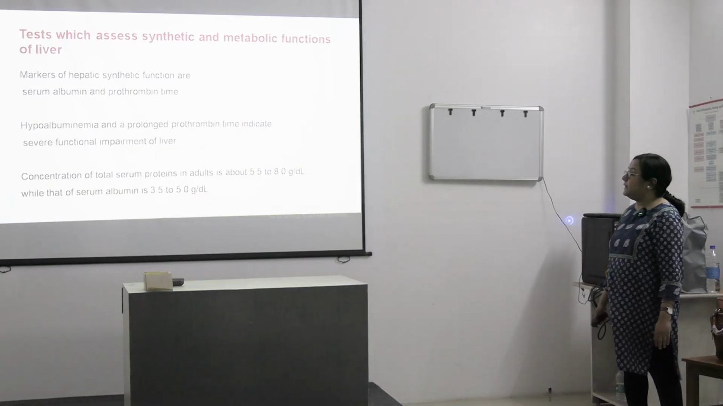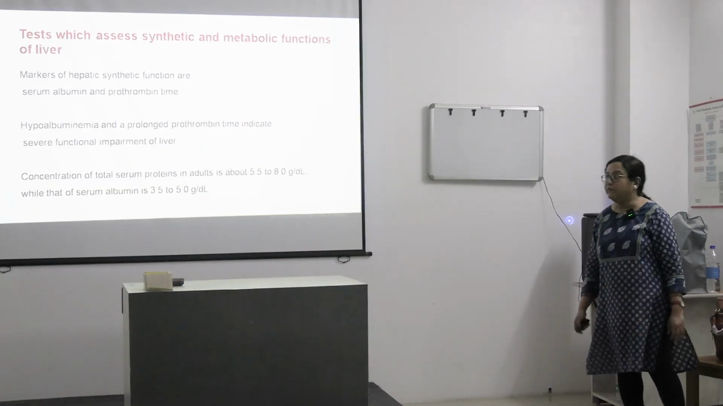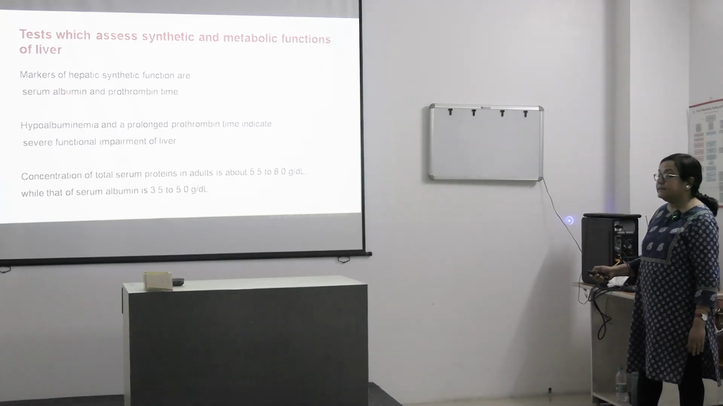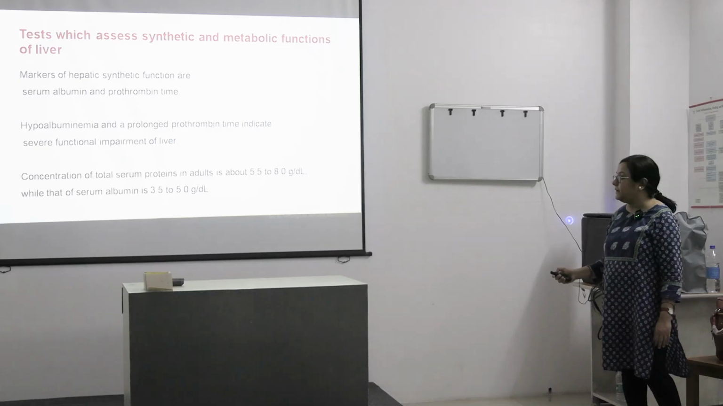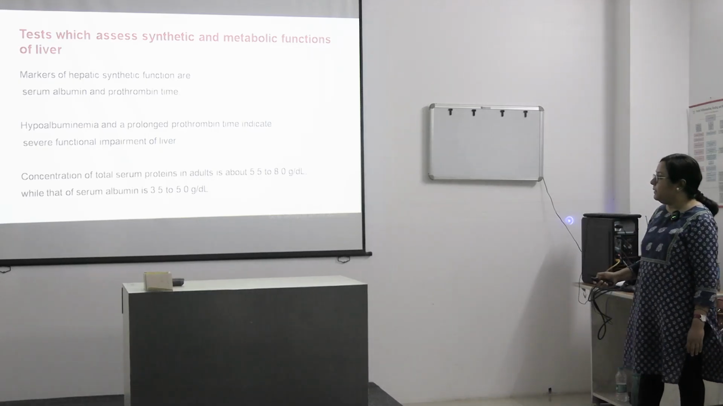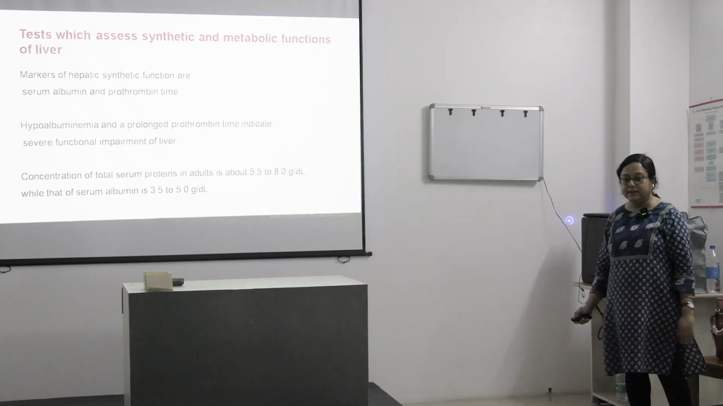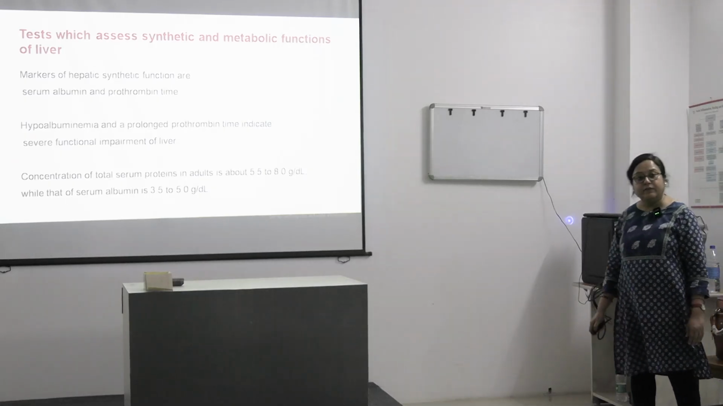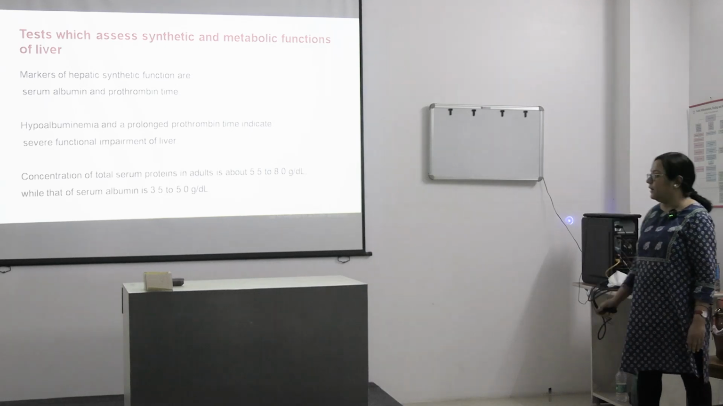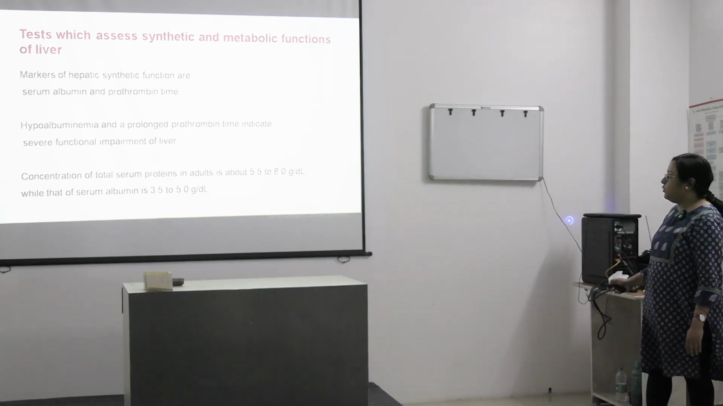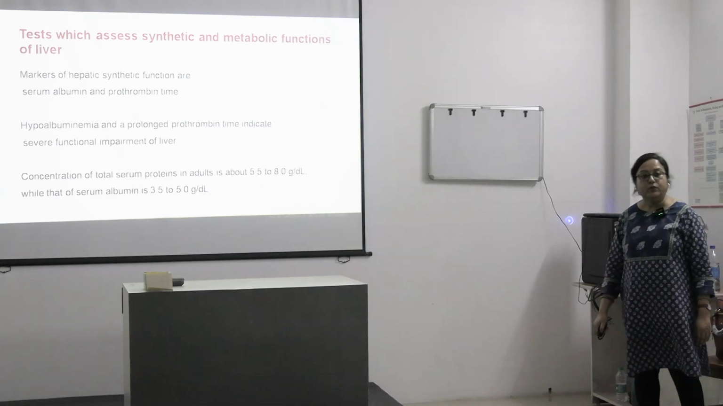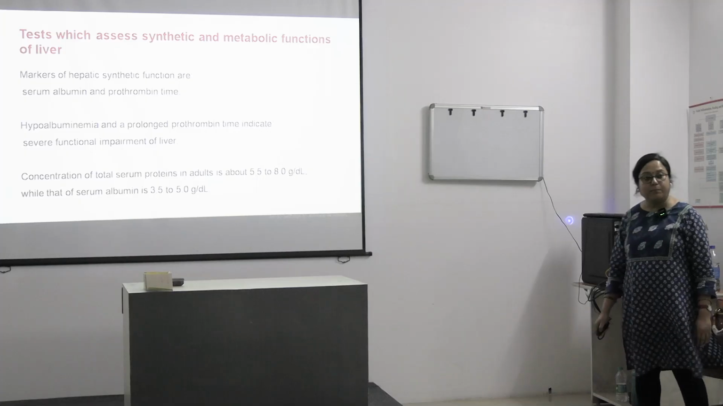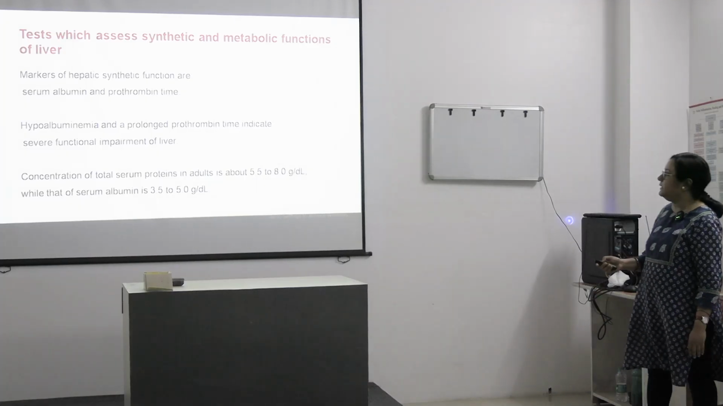Now, how to assess the synthetic and metabolic functions of the liver? The markers of hepatic synthetic function are serum albumin and prothrombin time. Hypoalbuminemia, that is albumin decreased in blood, and prolonged prothrombin time are seen in severe functional impairment of the liver. Total serum protein in an adult is 5.5 to 8 gram per dl and albumin is 3.5 to 5 gram per deciliter.